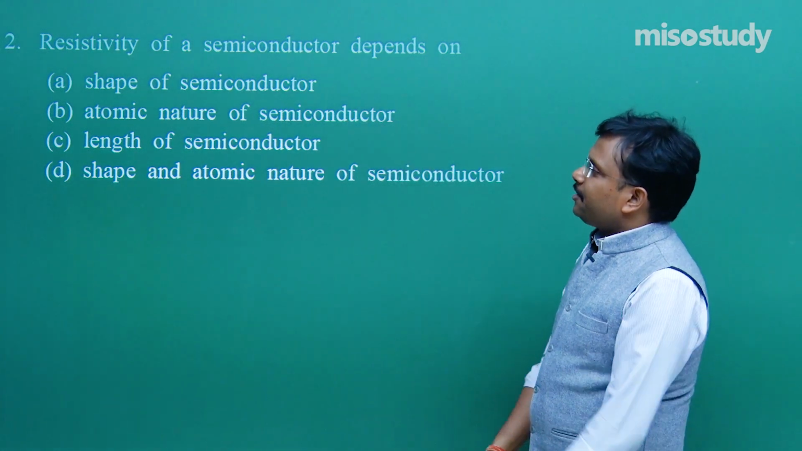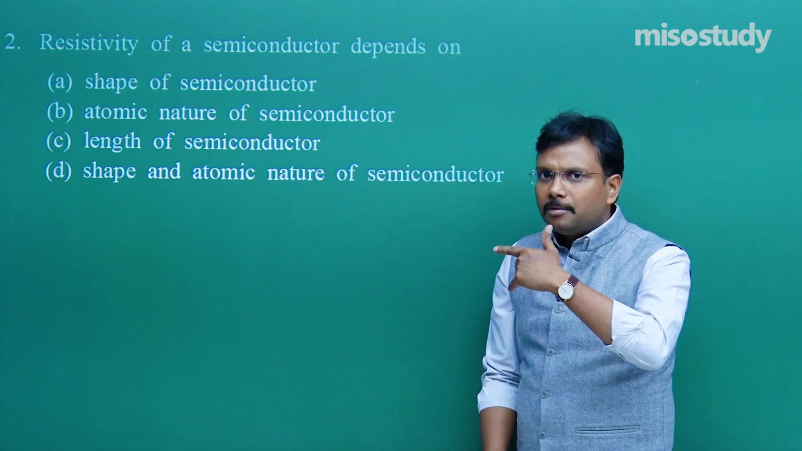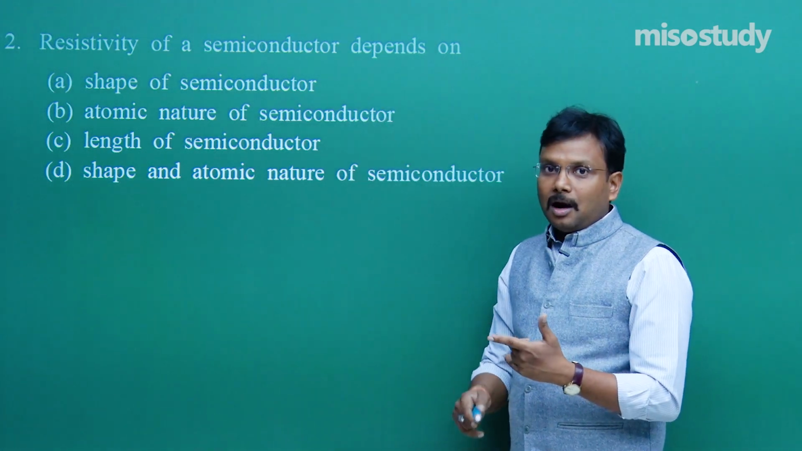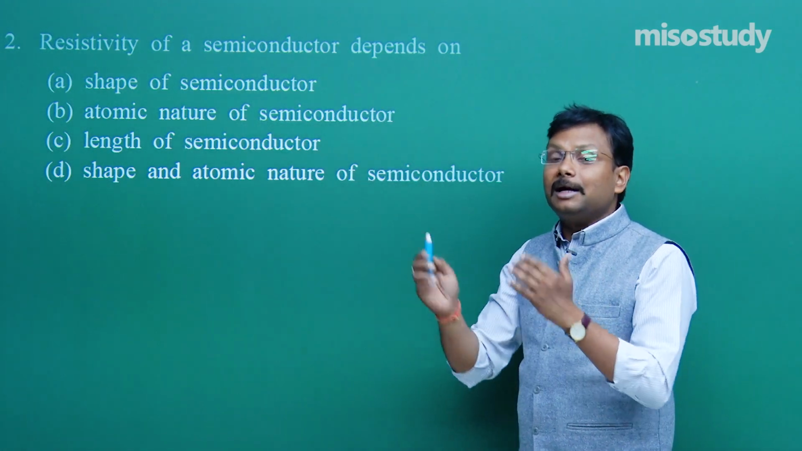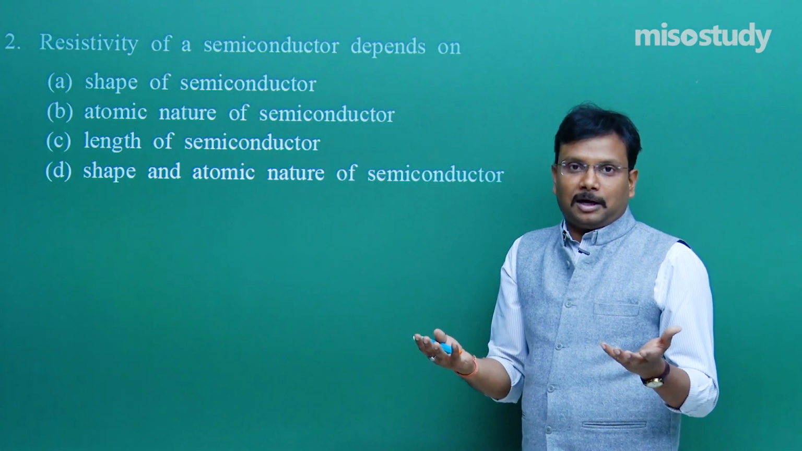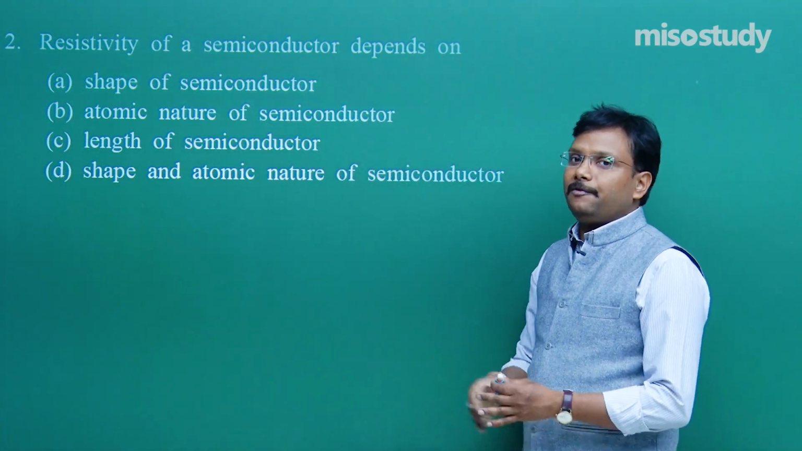First, resistivity depends on... it means conductivity, the opposite of that. How good a conductor a semiconductor is. If you have three or four semiconductors, which one is the better semiconductor, I mean the best conductor. So that way you have to define this.